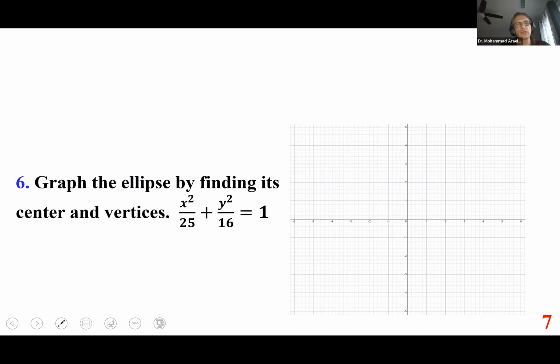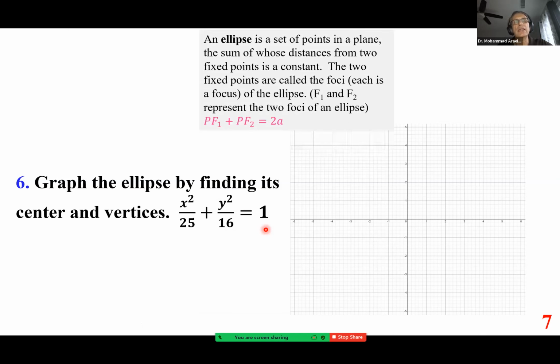Graph the ellipse, x squared over 25 plus y squared over 16 equals 1. So what's an ellipse? An ellipse is a set of points in a plane, the sum of whose distances from two fixed points is a constant. The two fixed points are called the foci. Each is a focus of the ellipse.